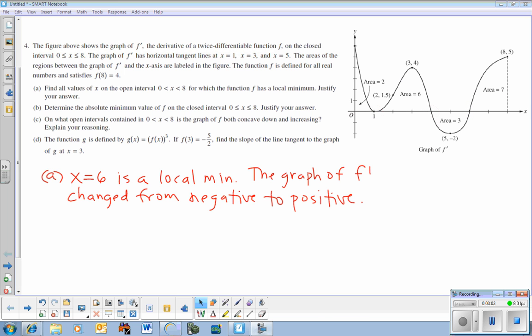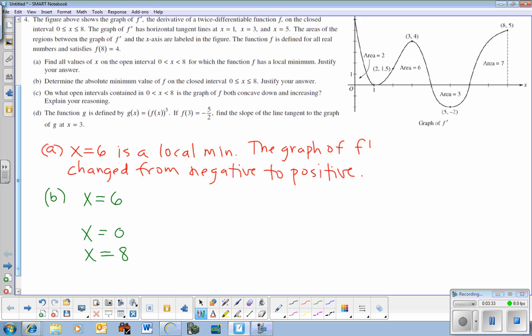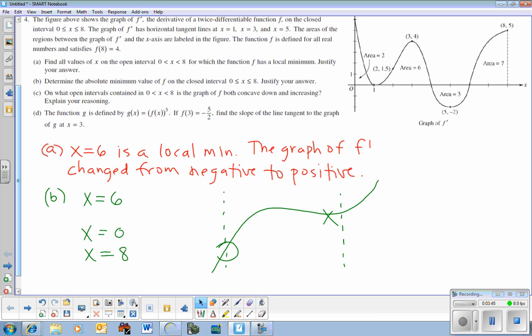What's it asking us in B? Absolute minimum. Another big idea from Calc 1 is an absolute minimum happens at either a relative minimum or an endpoint. We're looking for the absolute smallest value of f on this interval. So one of our options is at the relative minimum that we just found, which is x equals 6. And then other than that, we have our endpoints, 0 and 8. An absolute min might not happen at a relative if it's at an endpoint. Like if this is my window and my graph does something like this, I might have a relative min here, but my absolute min was down there as soon as the interval started.